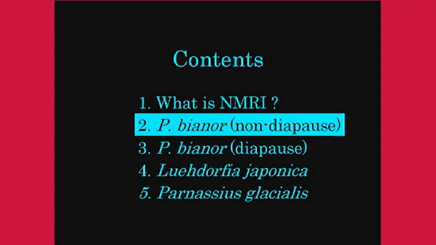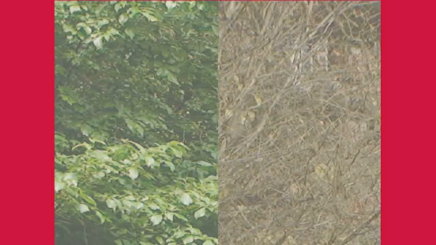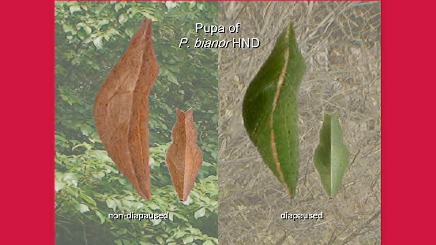First, we'd like to introduce the observation results of the non-diapausing pupa of Papilio bianor. Various pupae of the subgenus Ochilides, including Papilio parus, have characteristics that can be visually distinguished from the pupae of other subgenus Papilio species, with some exceptions. Furthermore, among these species that inhabit the temperate zone, there are species that form diapause pupae.